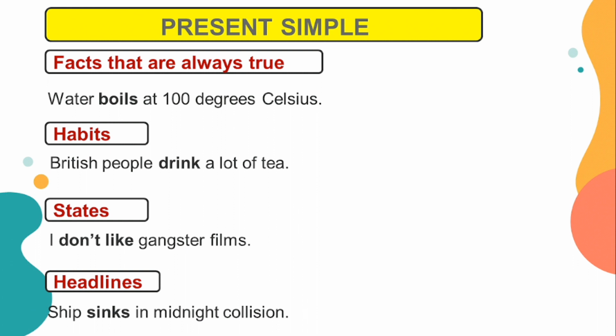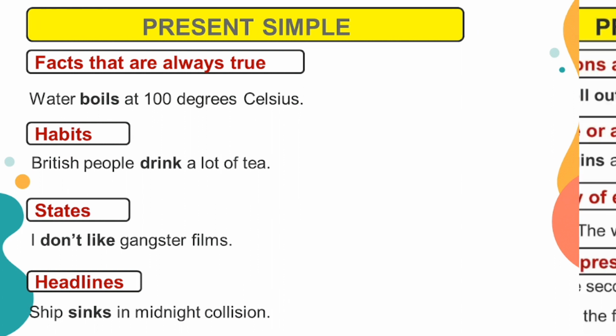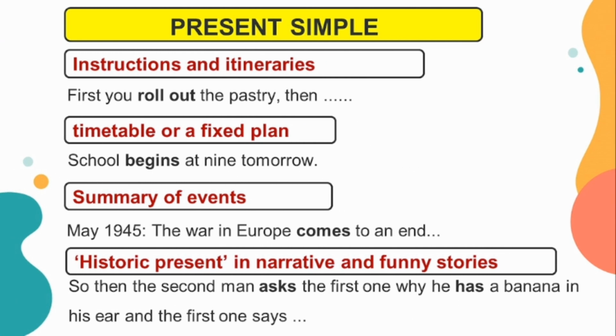Present simple also describes instructions and itineraries. An itinerary is a detailed plan or route of a journey. First, you roll out the pastry, then two, four, five, and so on. Present simple also shows a timetable or fixed plan: school begins at 9 tomorrow.